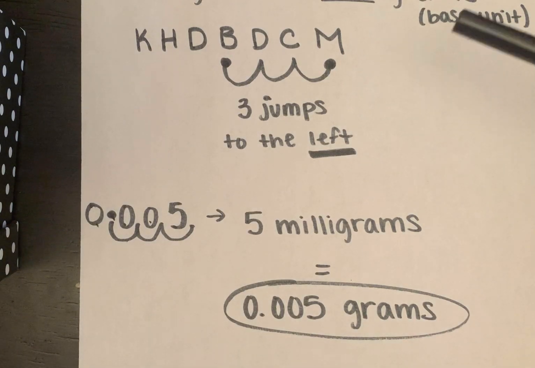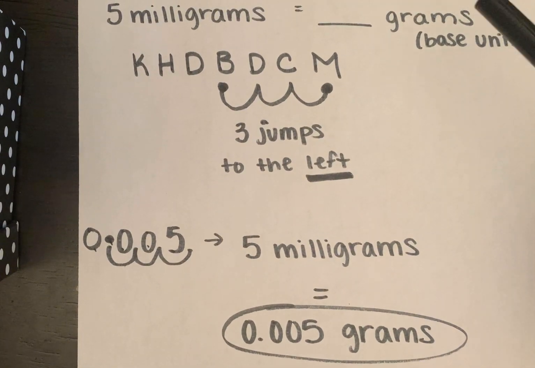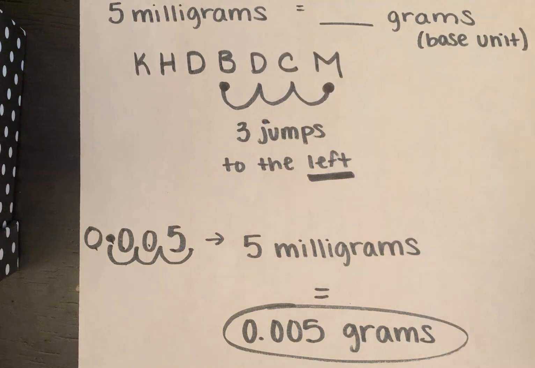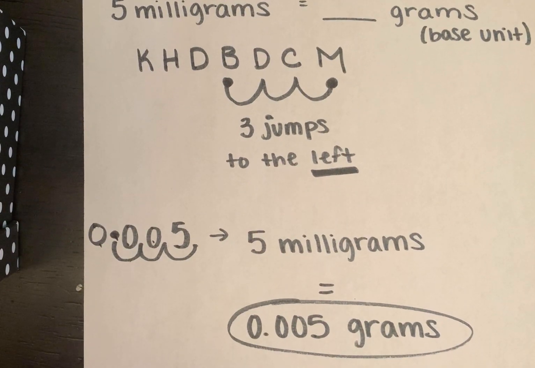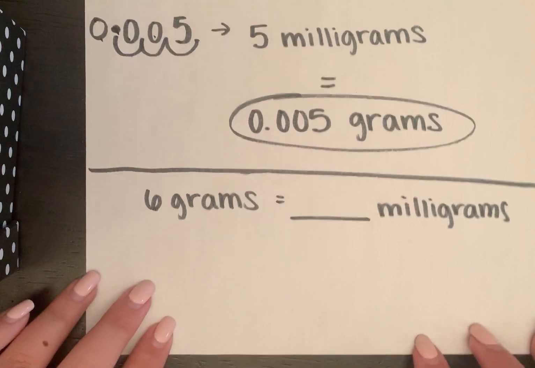It's pretty easy. It can work the same way if we were going from grams to milligrams. Let's actually do that. Let's do grams to milligrams. I have 6 grams equals how many milligrams? Okay, 6 grams equals how many milligrams? Sorry, you can't see it. My bad.